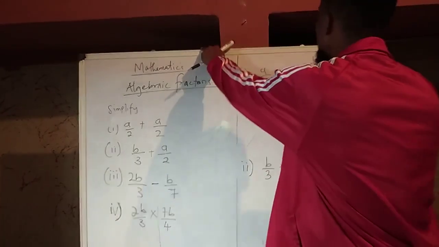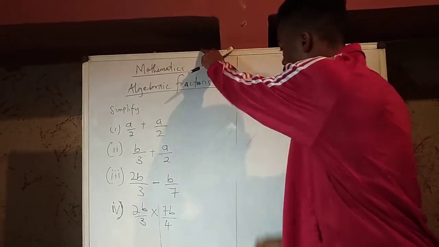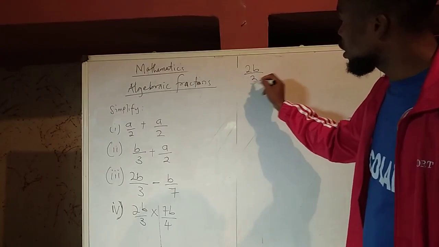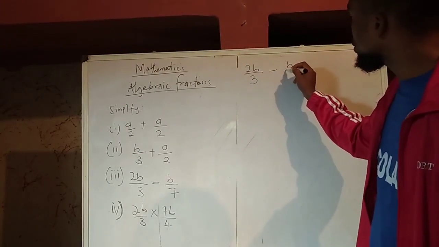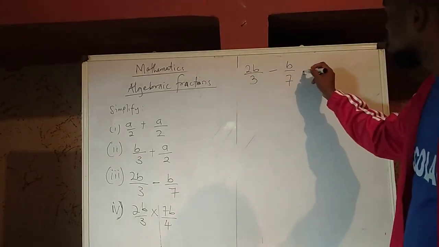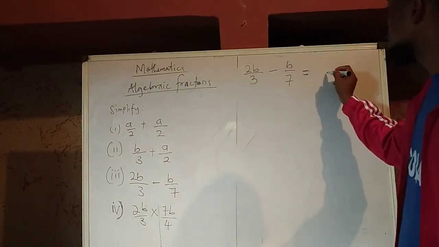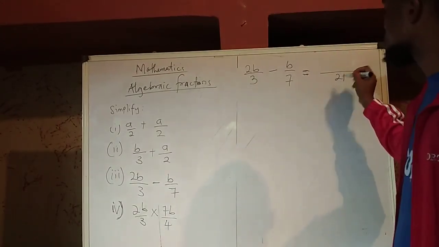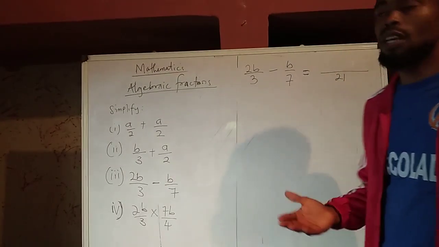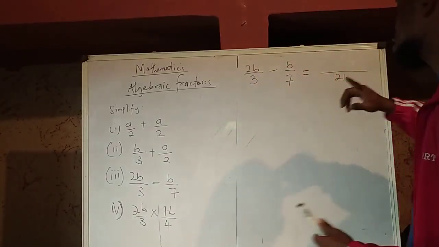Okay, let's go to the third one. So here we have 2b over 3 minus b over 7. In this case now, you see the LCM of 3 and 7 is 21. So now I want to do something else. Instead of the normal process of using the LCM to multiply each of those, let's do this.